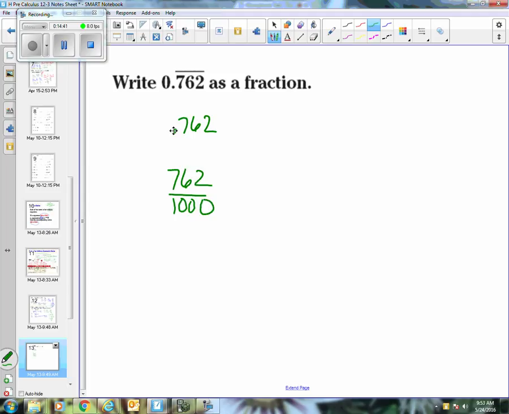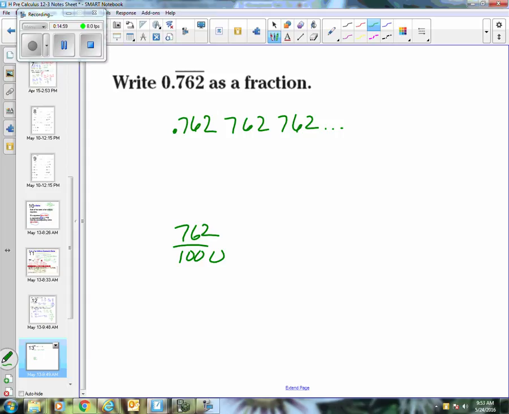The problem is this isn't just 0.762. The 762 continues infinitely, and that's our problem. So how can we express this in a way that we can deal with? So I'm going to break that decimal up. I'm going to move this down a little bit so we have room. This was 762 over 1,000.